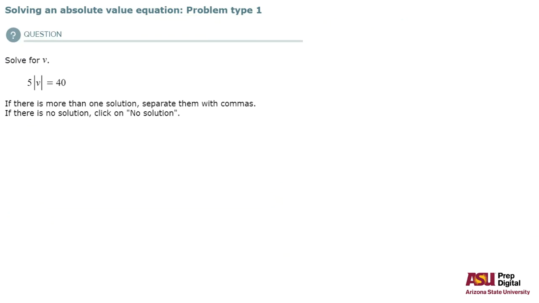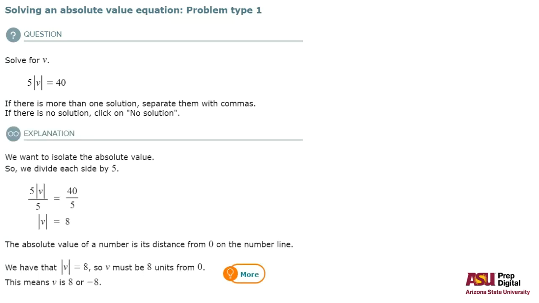And so now we're going to go on to something that's a little bit more complex. We have 5 times the absolute value of v is equal to 40. So we're going to do 2 steps here. First, we're going to divide by 5, and that gives us the absolute value of v is equal to 8. Now, technically, that 8 distance could be left or right on the number line. So in this case, we have 2 solutions, 8 or -8.